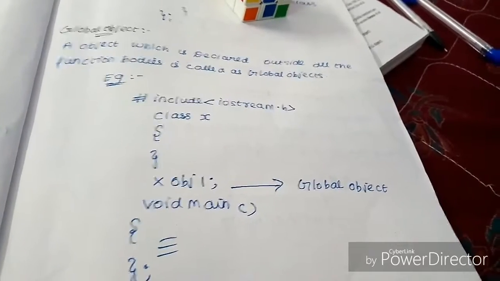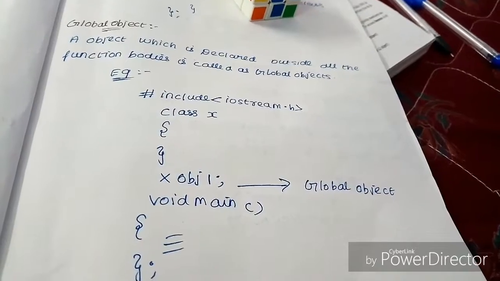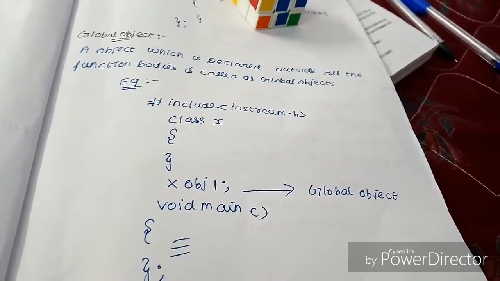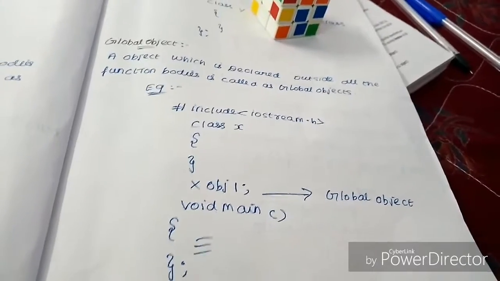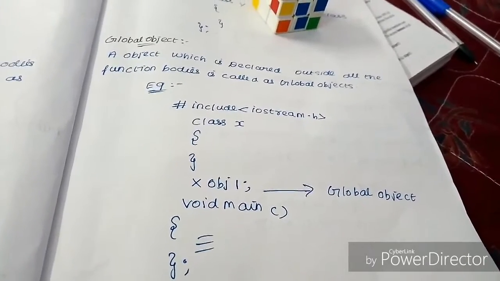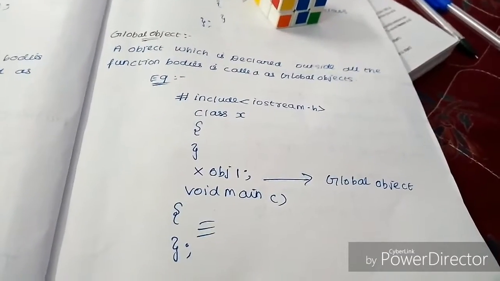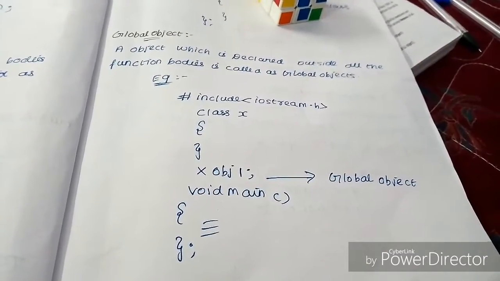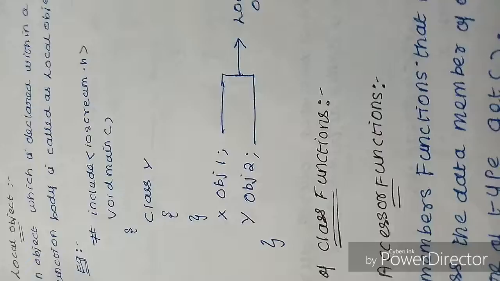Okay, now a global object: an object which is declared outside all the function bodies is called a global object. Example: header file, class, close class, and object, then void main. It's easy. First the header file comes, then the class comes, after the class the object comes, that's called a global object. After that the main function comes, and after that your program comes. So this is very easy.